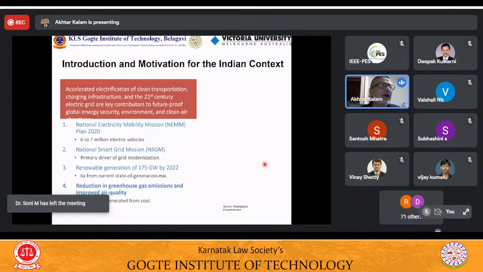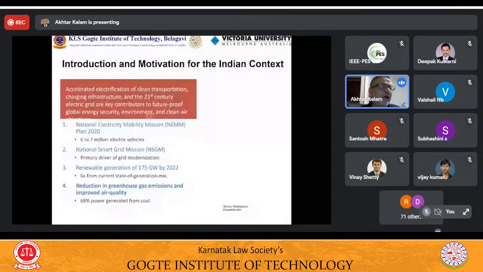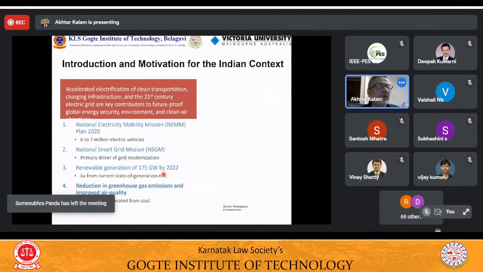My friend, you've got a National Electricity Mobility Mission of 2020, when you had planned on having 6 to 7 million electric vehicles. I don't know how many of them are there at the moment, but that was your plan. The National Smart Grid Mission is the primary driver of grid modernization. Renewable generation has increased to 175 gigawatts, 6 times the current state of the generation mix. Your greenhouse gas emissions and air quality are a bit of a question mark, because 68% of your power is still coming from fossil fuel plants. That's a big issue you have.